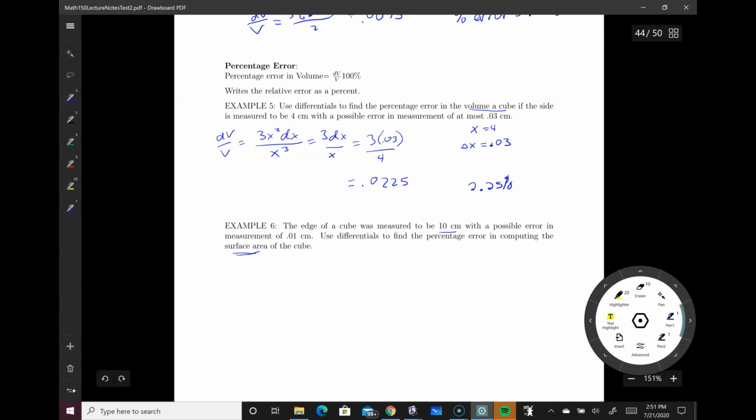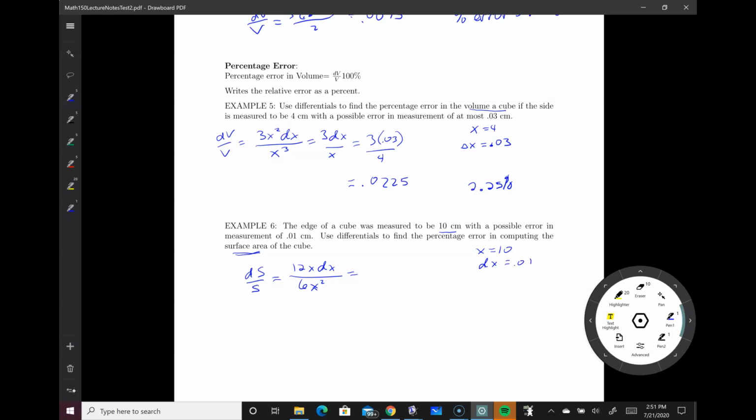All right, one more. So I've got here a cube again, measured with the side length of 10, and I want to find the error in finding the surface area. So it doesn't always have to be volume; it could be surface area. So let's set it up. So dS over S. So surface area of a cube is 6 sides of area x squared. To find dS, that would be 12x dx. So I know I'm going to be using x is equal to 10 and dx is equal to 0.01.